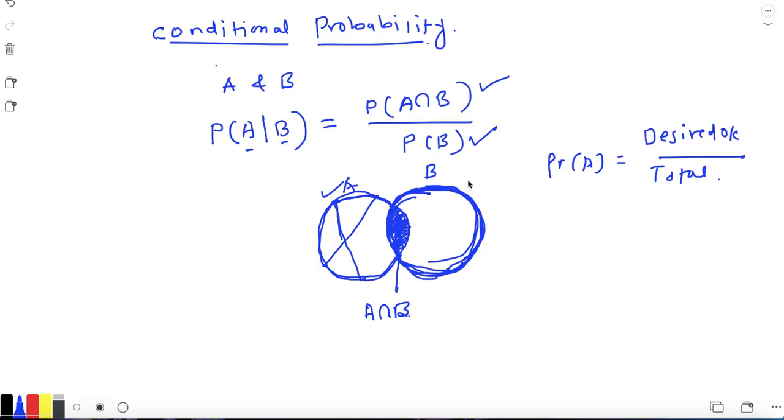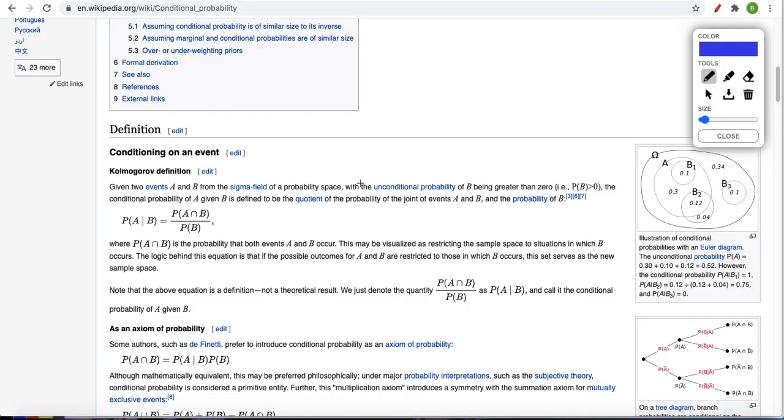So we'll try to understand this with an example. Let me go to the website of Wikipedia. So here we are on the website of Wikipedia. Here you can see the definition of conditional probability. It says probability of A occurring given that B has already occurred is equal to probability of A intersection B, that is the common portion to A and B, divided by probability of B. Now if these are independent events, probability of A intersection B will be probability of A times probability of B, right? But let's not worry about that for now.